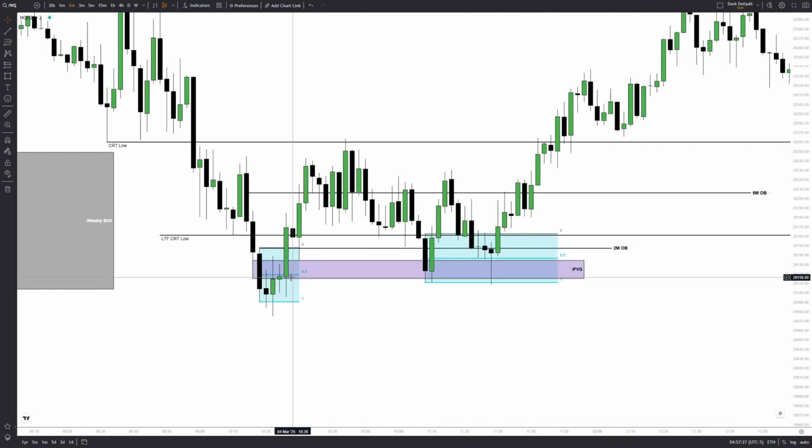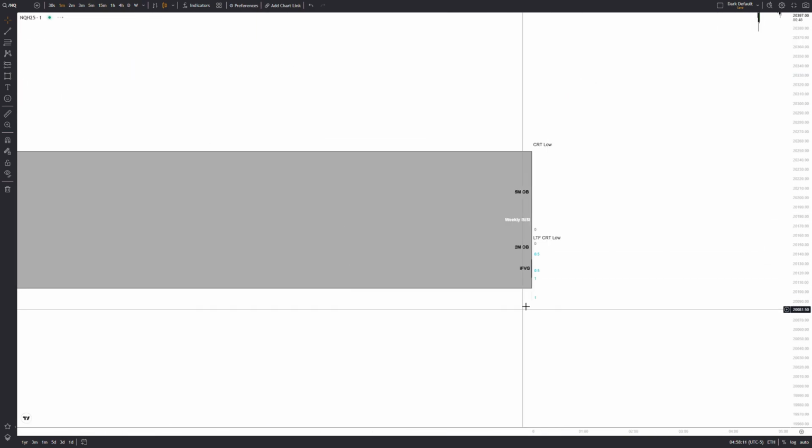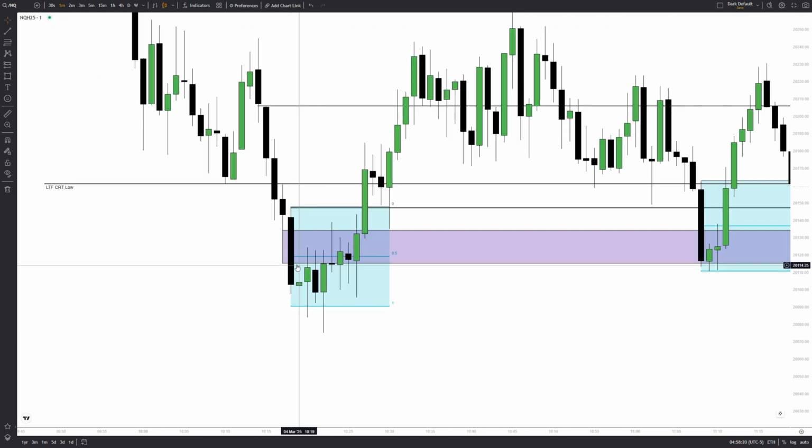I also want to mention, notice how we never close below the midpoint. And this is our 2-minute propulsion block as well. Notice how we reject the midpoint and never close below that midpoint. We also have a 1-minute IFVG. Here, we tap into it, take this liquidity, which is what? The swing low. So we tap into the IFVG, we take a swing low, and we reverse up.